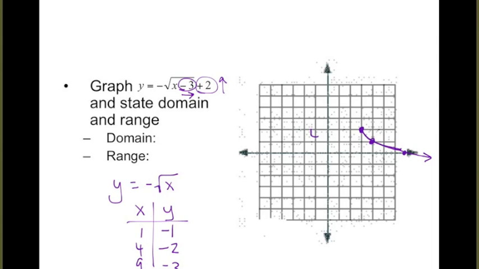Then domain and range. Where does the graph begin for x? 3. And does it get bigger or smaller? Bigger. So x is greater than or equal to 3. Range is y. Where does the graph begin for y? 2. And does it get bigger or smaller? Smaller. We're going to have a lower half graph, so we're going to go down from 2.